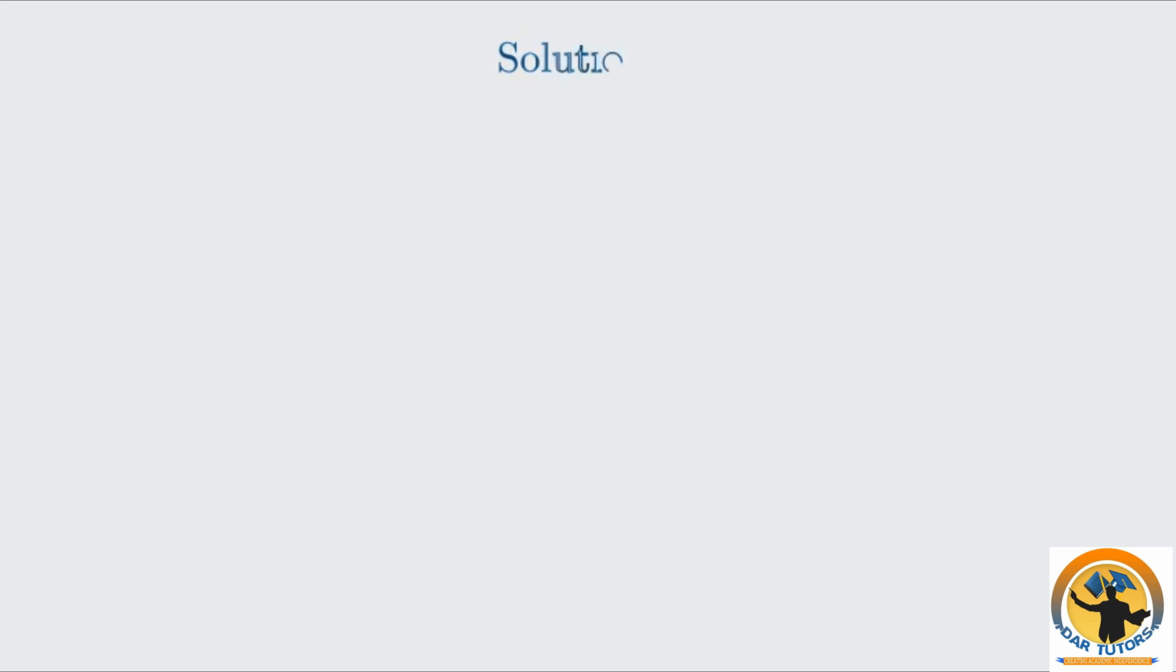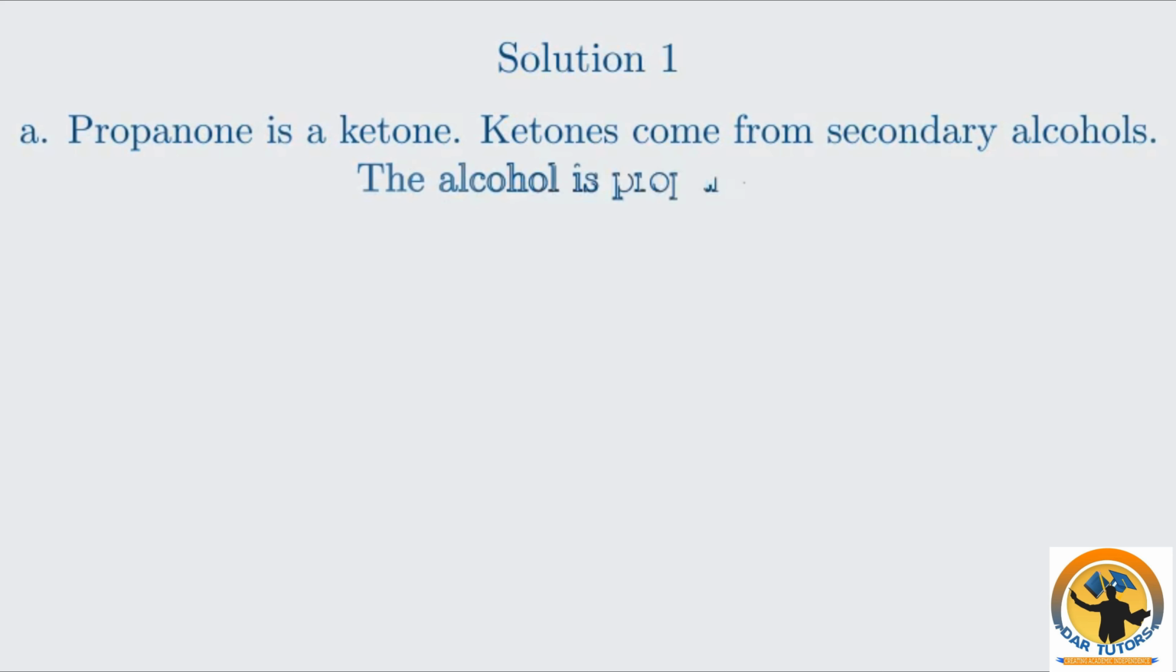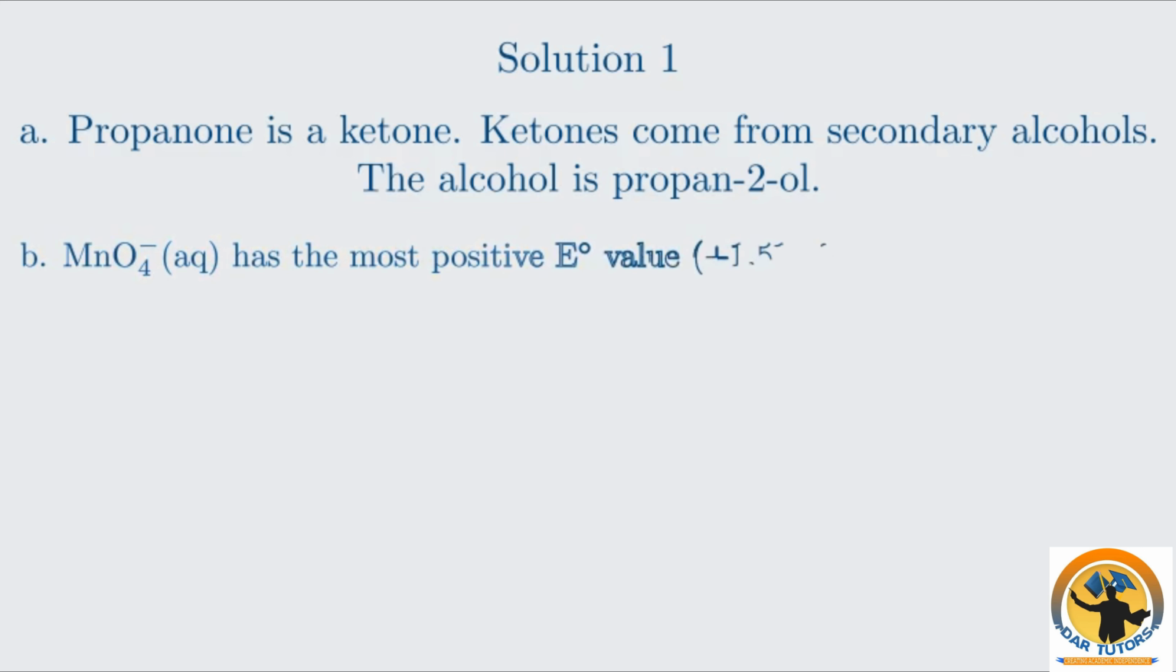Let's review the solution for question 1. For Part A, propanone is a ketone. Ketones are formed by the oxidation of secondary alcohols, so the alcohol must be propan-2-ol. The structural formula has 3 carbons with a hydroxyl group on the central carbon. For Part B, the strongest oxidizing agent is the species on the left of the half equation with the highest, most positive E0 value. Looking at the table, the permanganate ion has an E0 of plus 1.51 volts, which is the highest. Therefore, permanganate is the strongest oxidizing agent.